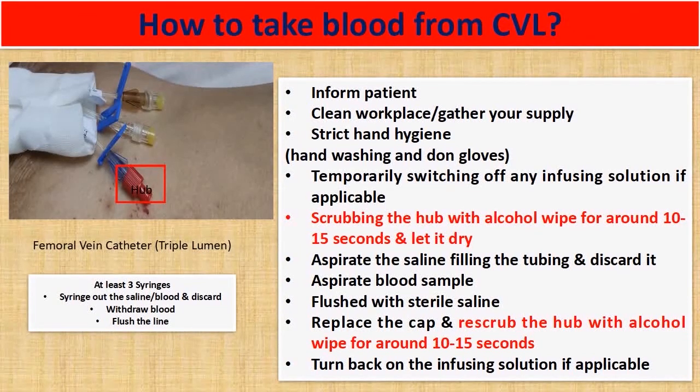The next step would be scrubbing the hub with an alcohol wipe for around 10 to 15 seconds and letting it dry. After the hub has dried, please use your first syringe to aspirate the saline that is filling the tubing and discard it. After that, only then do you withdraw the blood sample using another syringe. Once the blood samples have been taken, you must make sure that you flush the tubing with sterile saline. After that, you recap it.